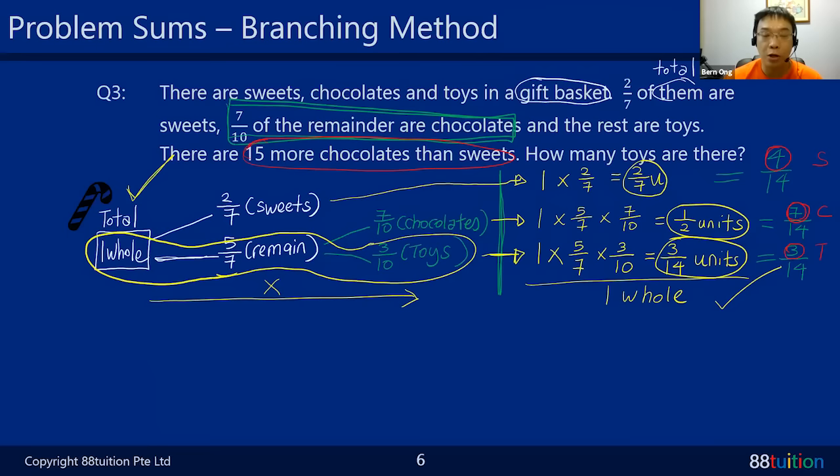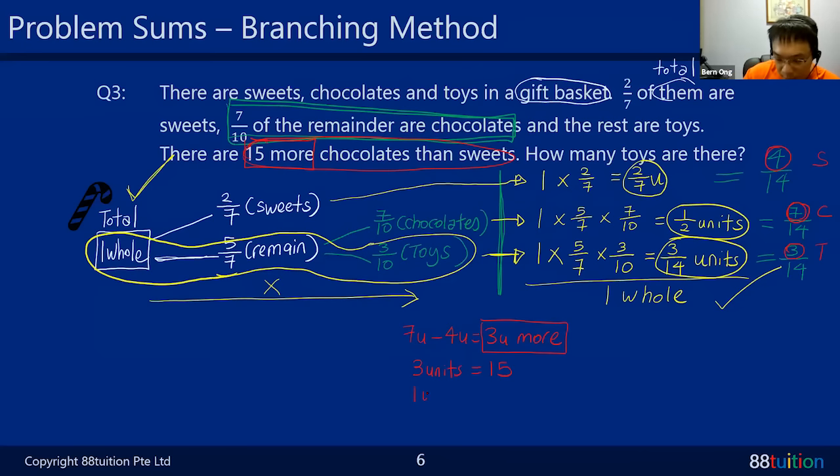So you compare the chocolates and sweets. Chocolate got 7, sweets got 4. Got how many more? 3 more, right? So 7 units minus the 4 units will give you 3 units more. So 3 units more compared with 15 more. You're comparing the same item, something more. So you can see that 3 units actually represents your 15. In this case, it's 15 chocolates more.